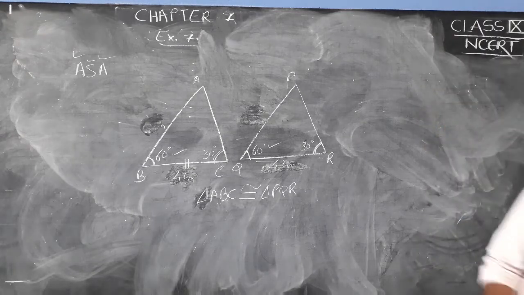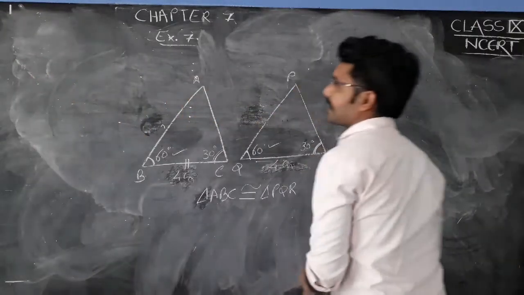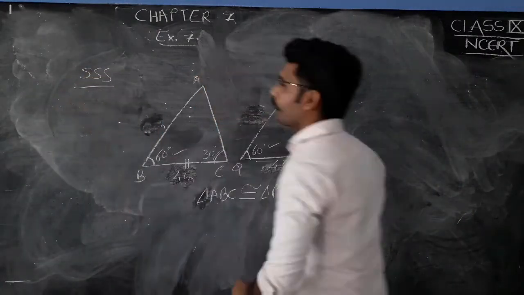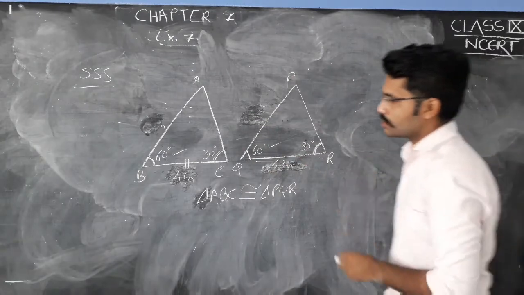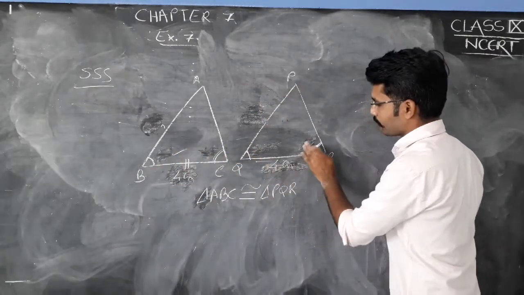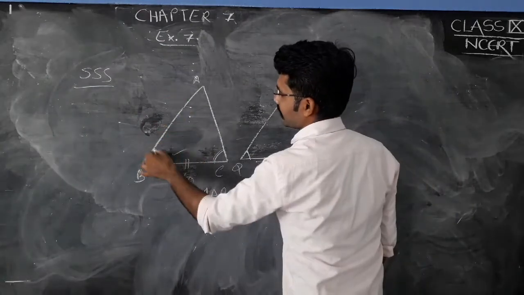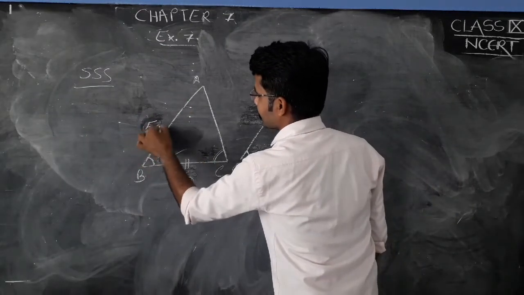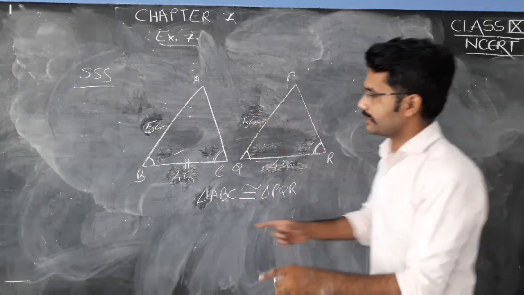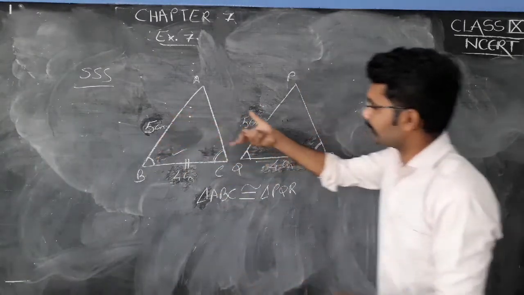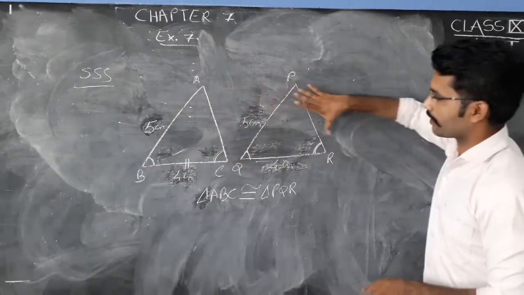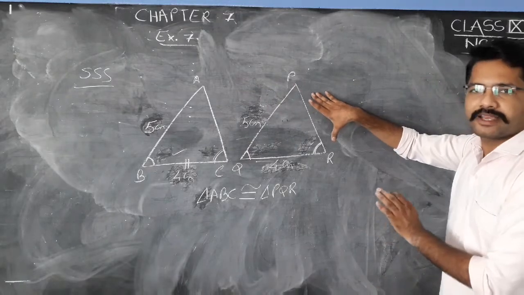Next property is side, side, side. The third one is side, which means all three sides of the first triangle should be equal to the corresponding three sides of the second triangle. Suppose AB is 5 cm and PQ is 5 cm. It is not compulsory that if AB is 5, then PQ should not be 5. If AB is 5, no problem, PR can also be 5.